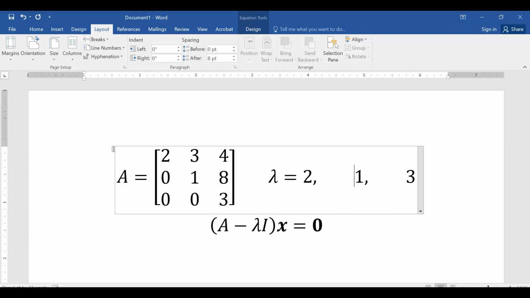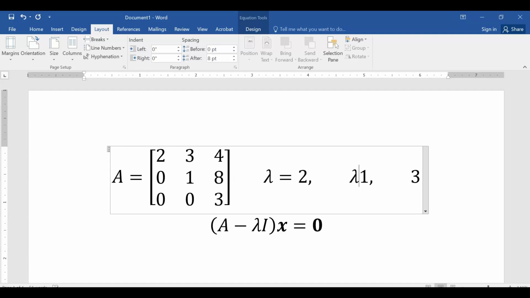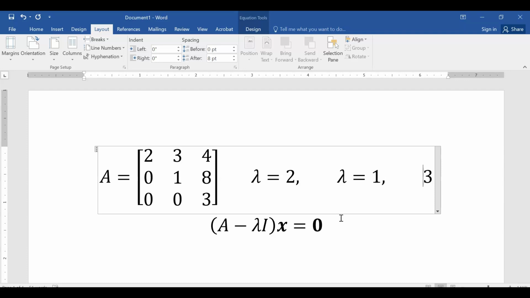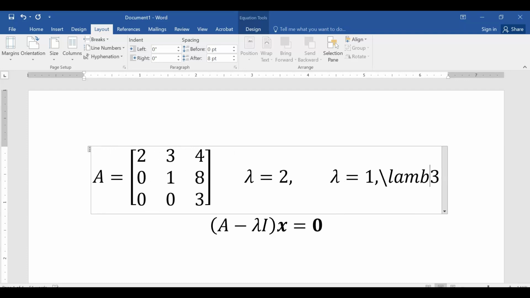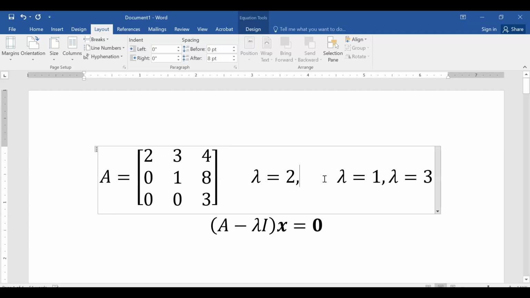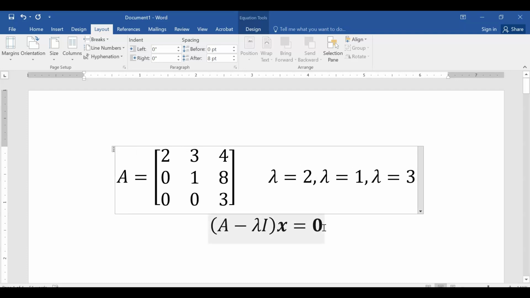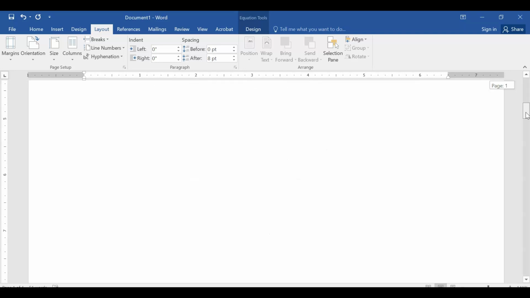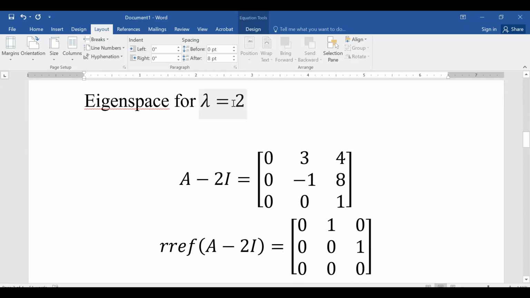So lambda equals 1, lambda equals 2, and lambda equals 3 are the eigenvalues. So 2, 1, 3. Now, for each eigenvalue, I'm going to try to solve this homogeneous matrix equation. I have to do one at a time, so let's start with 2. So let's go A minus 2I.